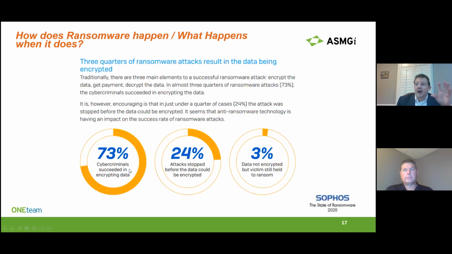73% of the time, the bad guys, right, they succeed in encrypting the data. 73% of ransomware attacks. So they succeed, but what that means is that 25%-ish, right, maybe some more that they don't. 24% of attacks are stopped before the data is encrypted. That's great, right? That's ideal. There's no point in paying the ransom if your data is not encrypted, right? 3% of the time, people are asking for a ransom and they haven't encrypted your data, and so anyway, that's an interesting point as well, but it's a different topic really than ransomware. It's mostly about encrypting your data.